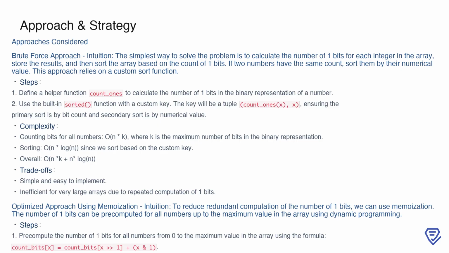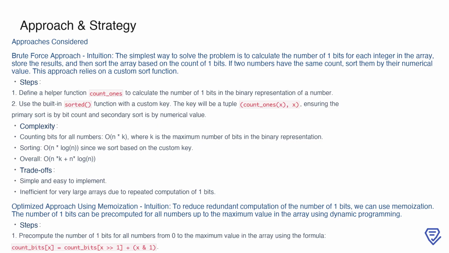This can be implemented using a helper function, which we can call count_ones, that calculates the number of 1 bits for a given number. Once we have this helper function, we can use Python's built-in sorted function, providing a custom key, a tuple (count_ones(x), x), to ensure that the primary sorting is done by the bit count, and the secondary sorting by the numerical value.